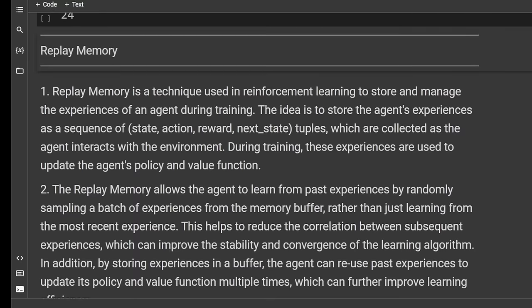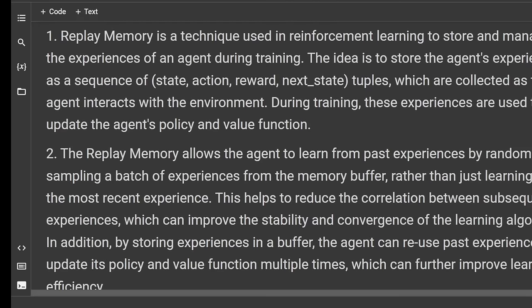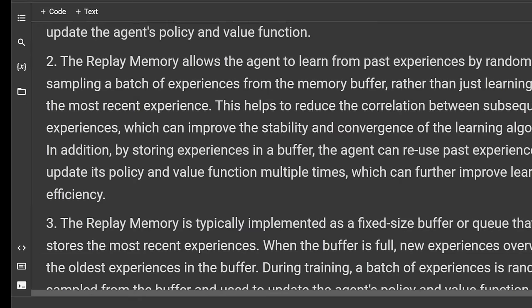It is a technique used in reinforcement learning to store and manage the experience of an agent during training. The idea is to store the agent's experiences as a sequence of state, action, reward, next state tuples. So basically, we have these four values which are collected as the agent interacts with the environment. During training, these experiences are used to update the agent's policy and value function. So basically, we collect all the actions performed by our agent.